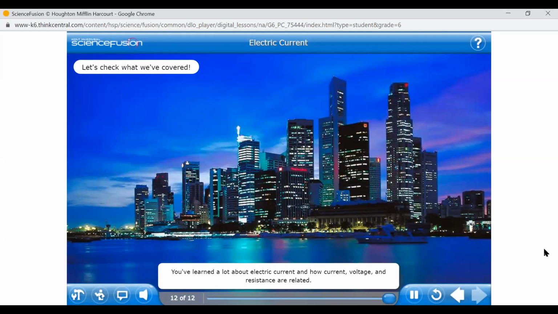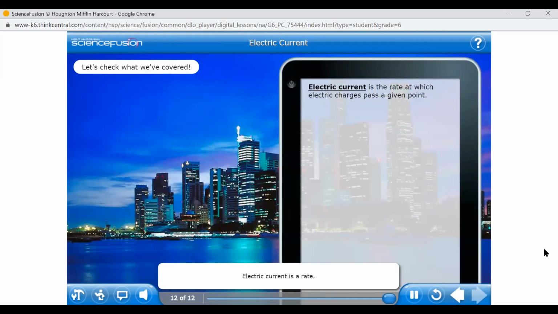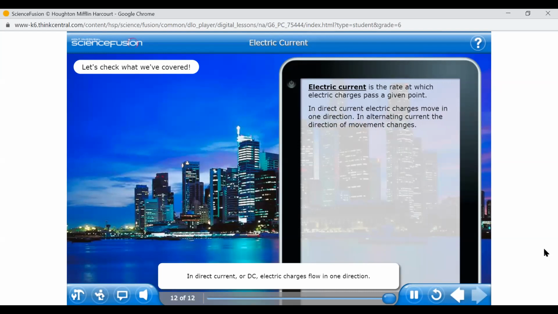You've learned a lot about electric current and how current, voltage, and resistance are related. Let's review the main ideas from the lesson. Electric current is a rate. A stronger current sends more electric charges past a given point in a certain amount of time. In direct current, or DC, electric charges flow in one direction. In alternating current, or AC, electric charges rapidly change direction back and forth.